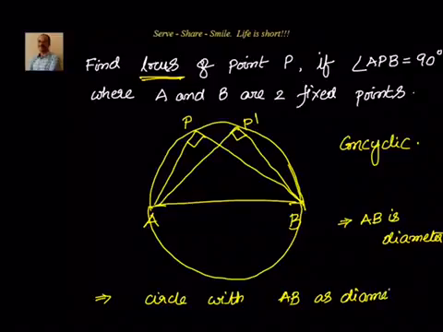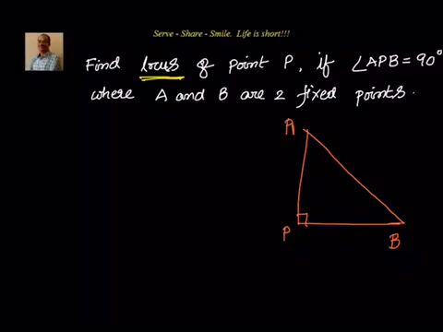We can also do it in another way. Let us find the equation of the locus, and look at the definition to see that it is a circle with AB as diameter. So let us do that. Let us draw a right angle triangle because we have been given APB is 90 degrees. So we have a right angle triangle in which AB is the line segment and the angle at P is 90 degrees. Now we want to find the equation of the locus.